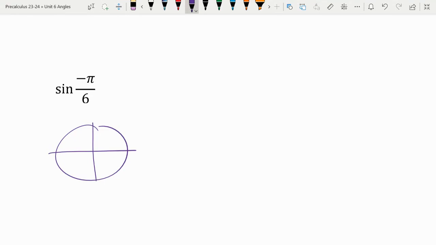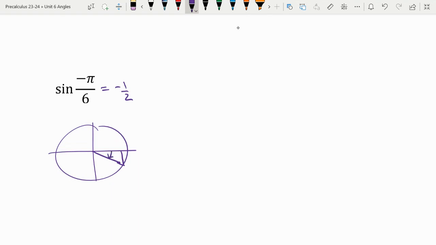What quadrant is negative pi over 6 going to be in? 4. And it's going to look like that, right? So what is the sine of that one? It's the short leg, isn't it? You see that? Did you get it?